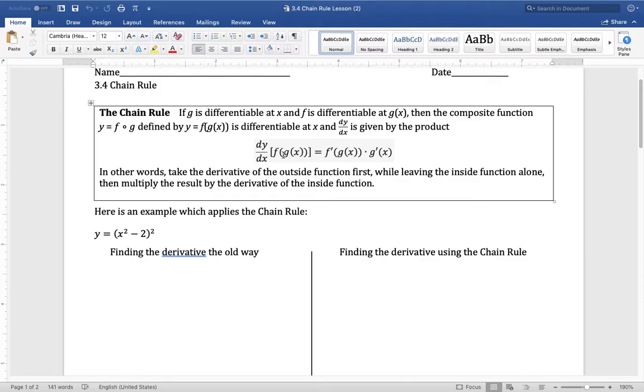Here you can see f of g of x, something like this, right? f of g of x. And it's the ability to take that derivative. And here's how it looks. The derivative of f of g of x is f prime of g of x times g prime of x. So you're taking the outside function's derivative, leaving the inside alone, and then multiplying it by the derivative of the inside. This is sort of that chain that keeps happening.